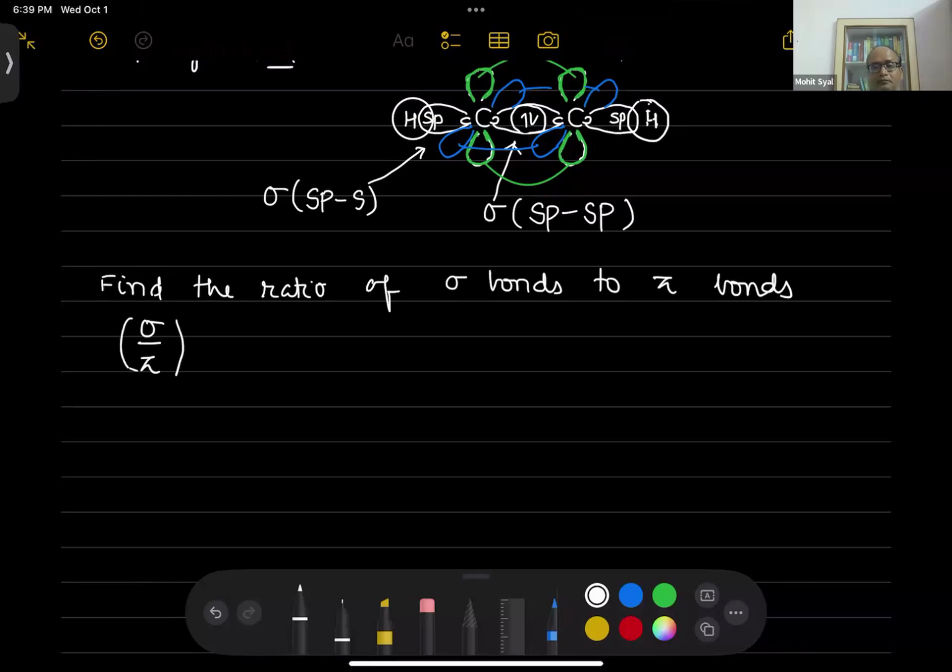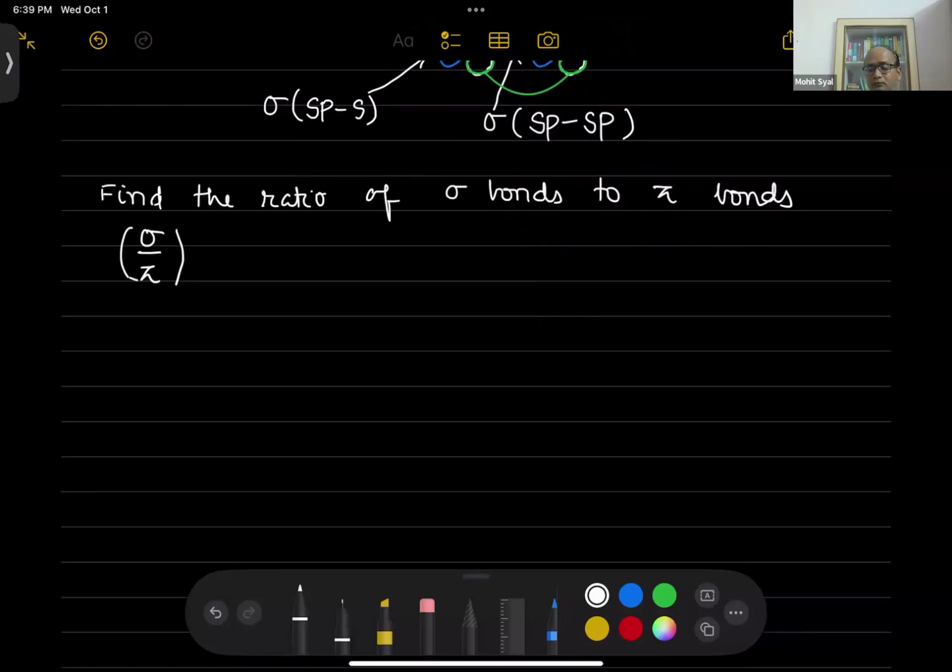Clear? And also indicate the hybridization of the carbon atom. Clear or not? Yes, sir.